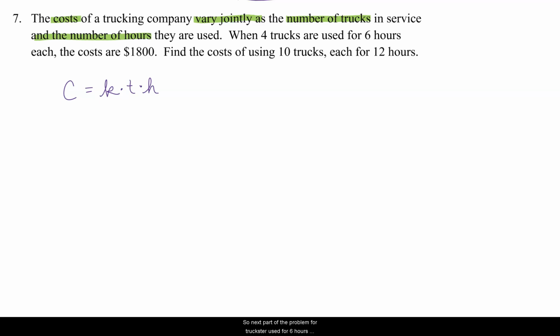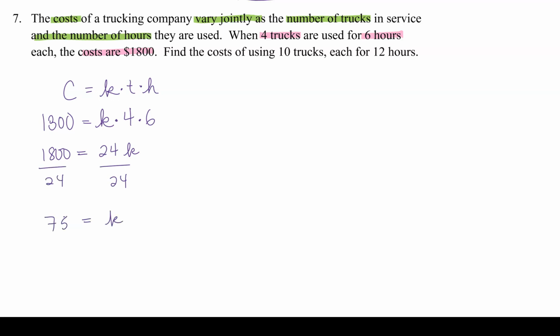So next part of the problem, 4 trucks are used for 6 hours. The costs are $1,800. We can plug those in. So 1,800 cost. I'm looking for K, I don't know K. 4 trucks, 6 hours. Cleaning it up just a little bit, 6 times 4 is 24. And then to solve for K, we can divide by 24. 1,800 divided by 24 will give us 75 for K. And now we take that K, plug it into our variation equation. Cost equals 75 times T times H.